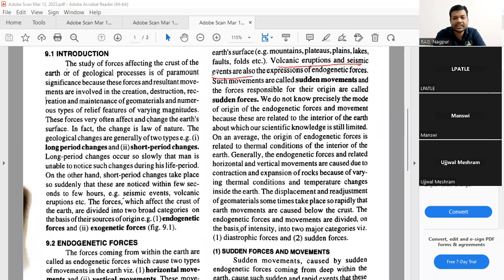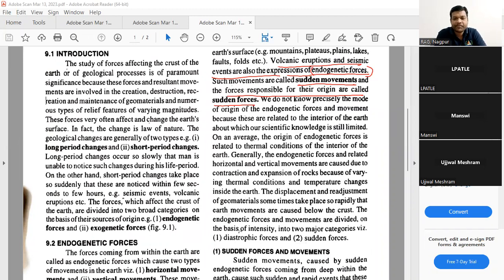Volcanic eruptions and seismic events are also expressions of endogenetic forces, because they are coming from inside the earth. Such movements are called sudden movements, and the forces responsible for their origin are sudden forces. So these are called sudden forces or sudden movements.